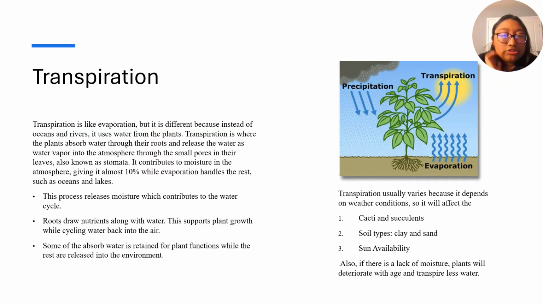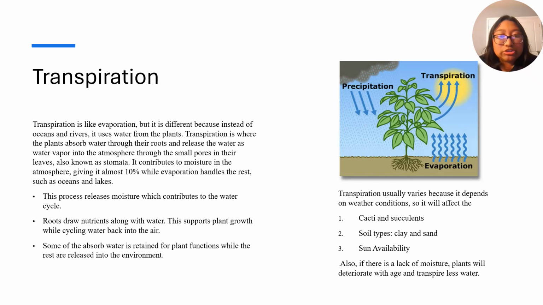Transpiration. Transpiration is like evaporation, but it is different because instead of oceans and water, it uses water from the plants. Transpiration is where the plants absorb water through their roots and release the water as water vapor into the atmosphere through small pores in their leaves, also known as stomata.